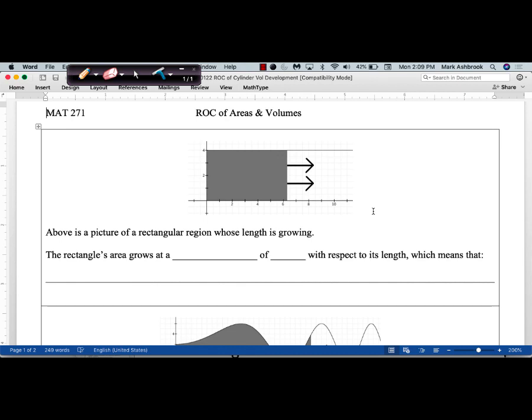Okay, Logan, where's Logan? Where's Logan? You are up, sir. What'd you say? The rectangle area grows at a, what'd you say?